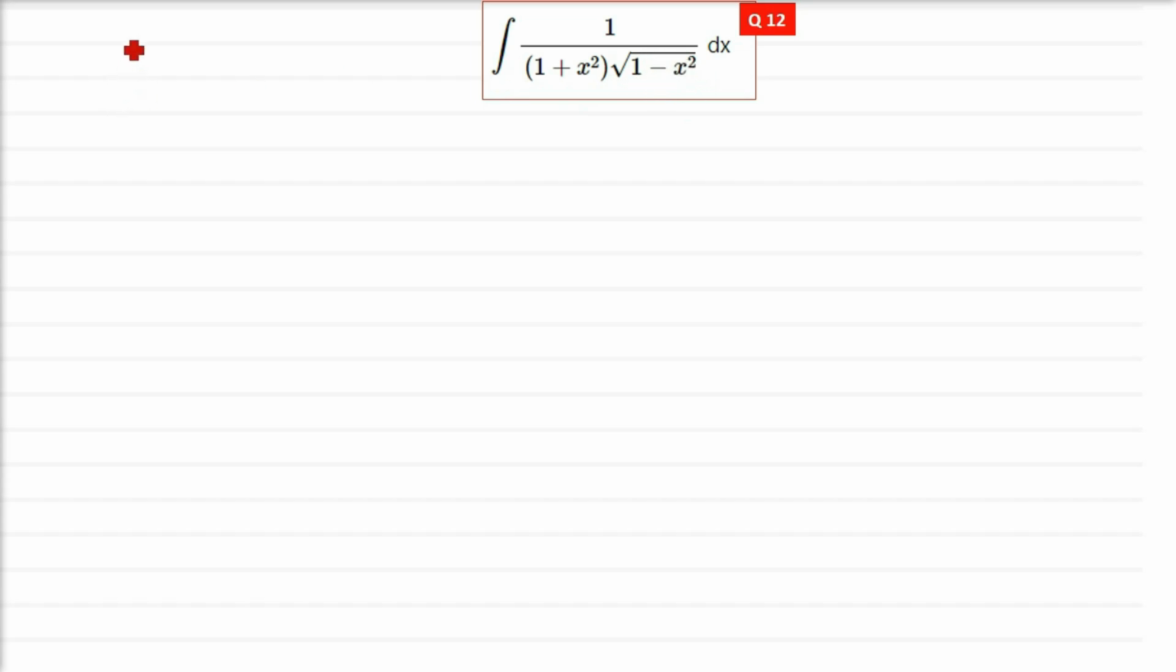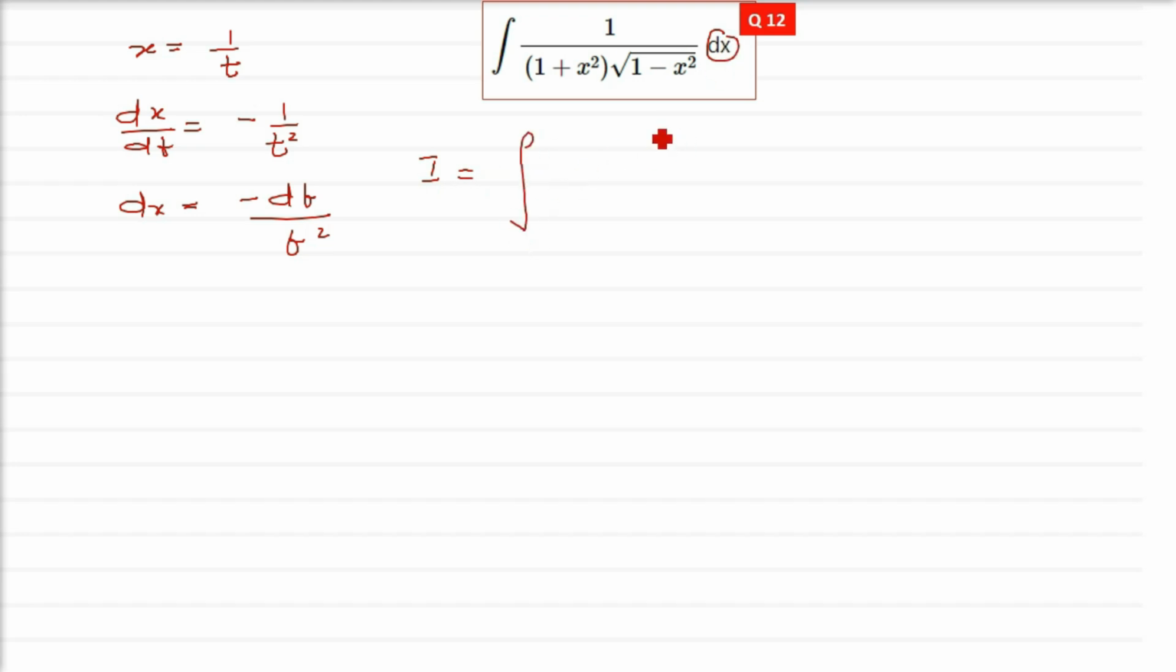For the integral with 1 minus x square, when we put x equals 1 by t, then we'll differentiate it. So we'll get dx by dt equals negative 1 by t square. That means dx will be equal to negative 1 by t square into dt. So this dx we can replace. Now all the x has to be replaced with 1 by t. So in place of dx we will write negative dt divided by t square.